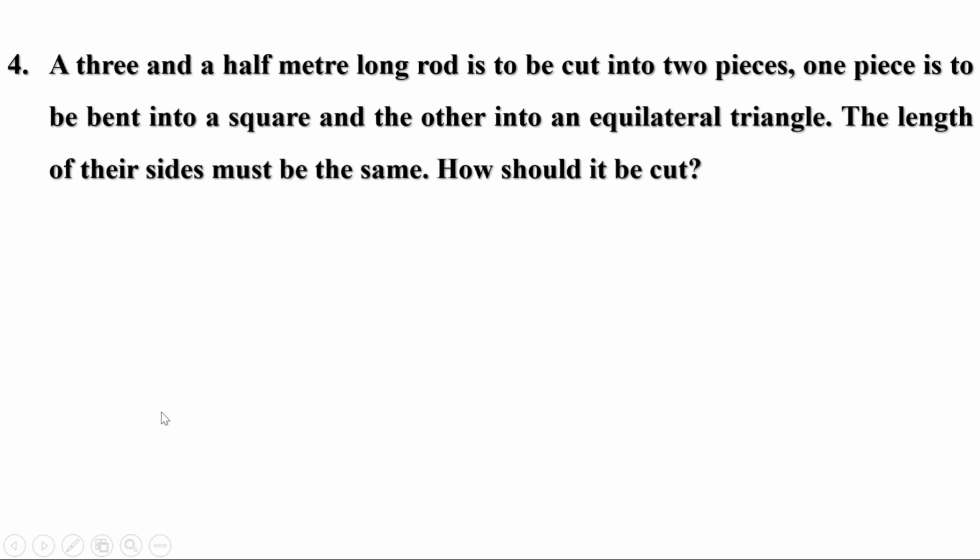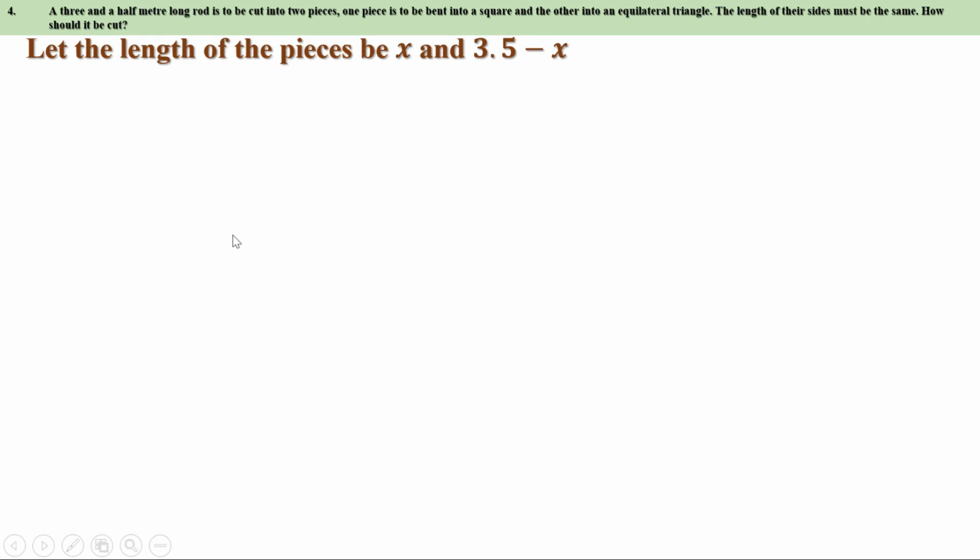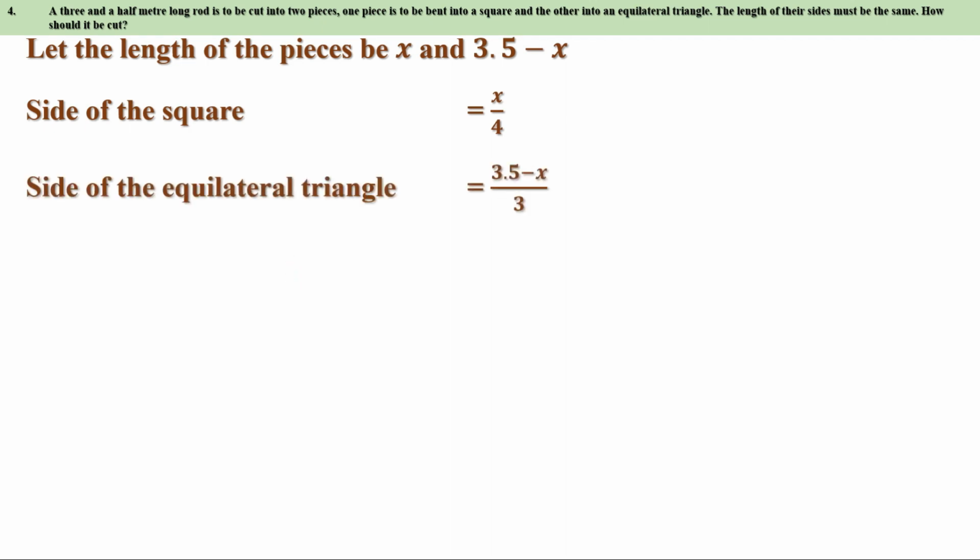Now we can do this using an equation with one letter. Let the length of one piece be x meters. Then the length of the second piece is 3.5 minus x meters. Using the first piece, a square is made. Therefore, the length of the side of the square is x by 4. Using the second piece, an equilateral triangle is made. Therefore, the length of the side of the equilateral triangle is (3.5 minus x) divided by 3. The side of the square and side of the equilateral triangle are equal. That means x by 4 equal to (3.5 minus x) by 3.